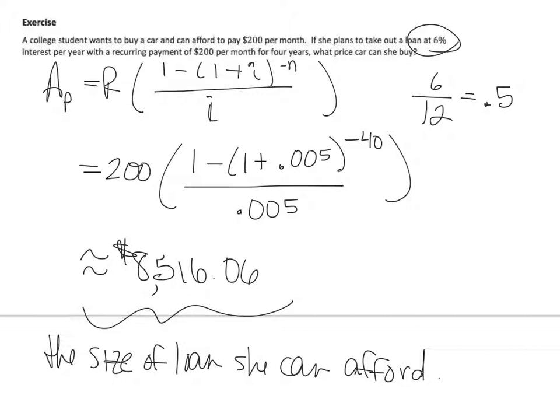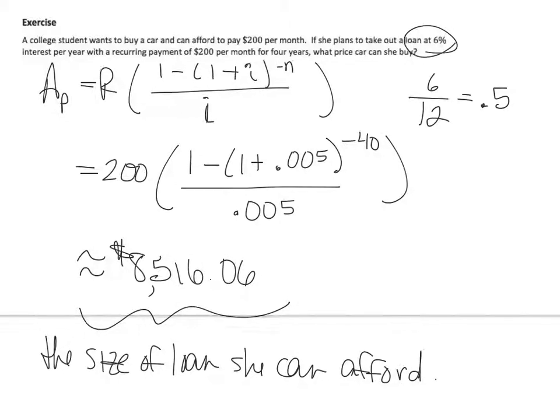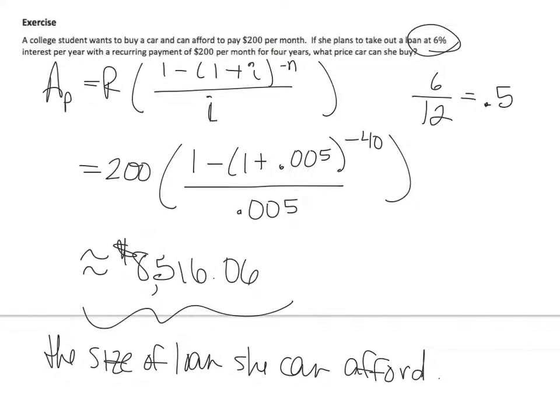Last minute addition to the video. I've come back to change something. This right here is incorrect. Oh, goodness. It should be 48. Okay, we're at 4 years. 12 times 4 is 48.